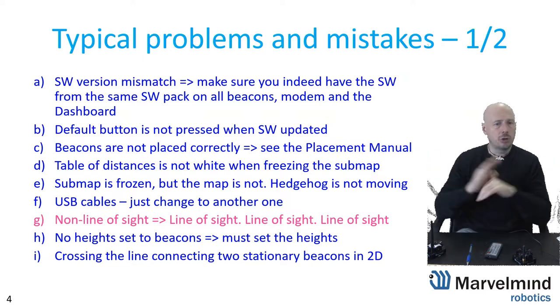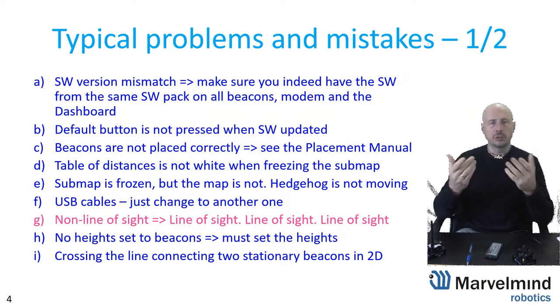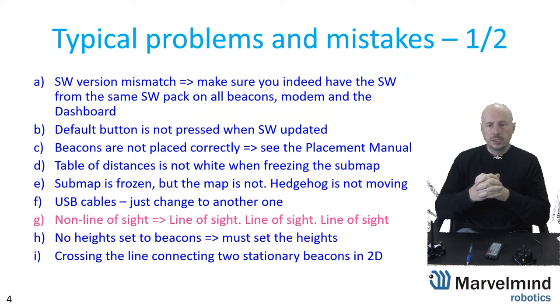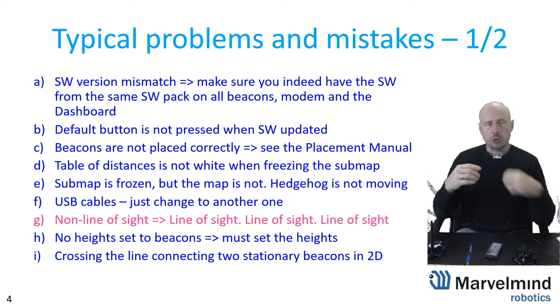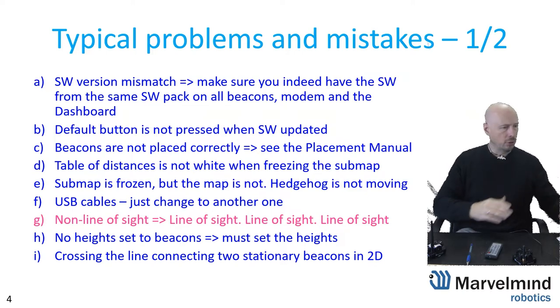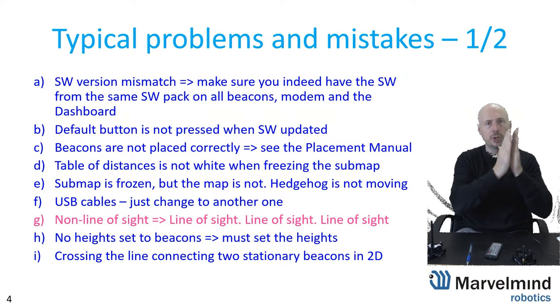Then the biggest issue of all is non-line of sight. Guys, our system is precise. Precise means that we are talking about centimeter level accuracy, and centimeter level accuracy things require line of sight. We have several videos about this. It's about physics. Of course, since we are using ultrasound, even my own body or even a basic sheet of paper will block the ultrasound completely.